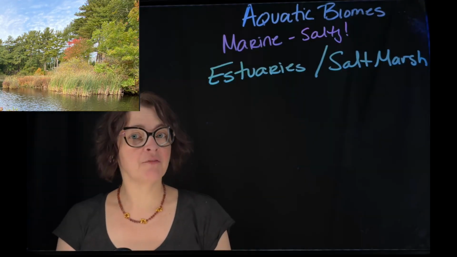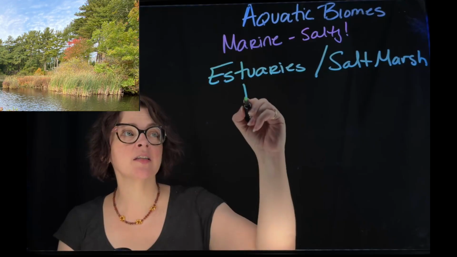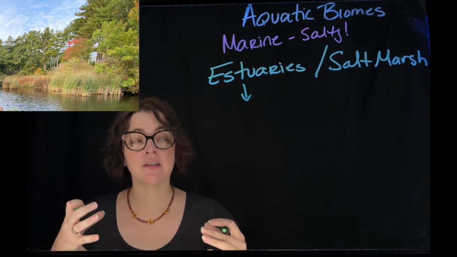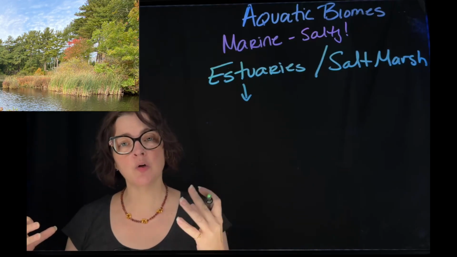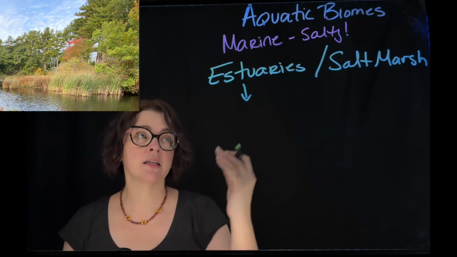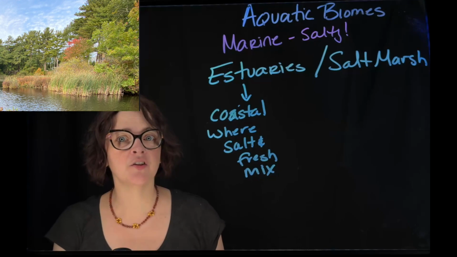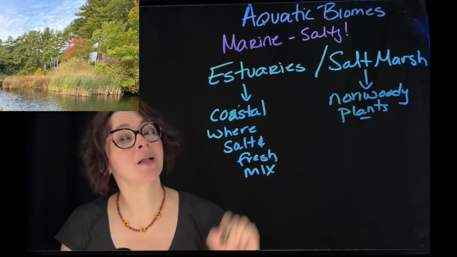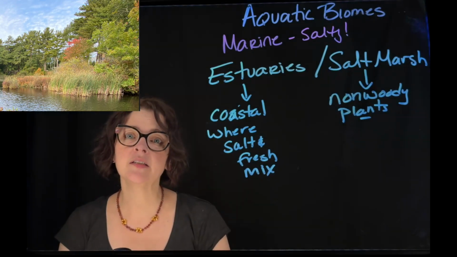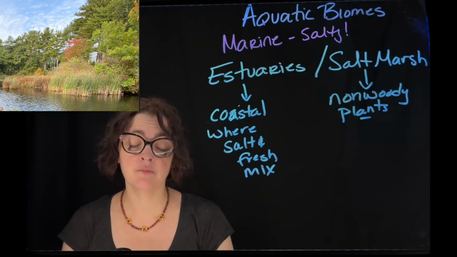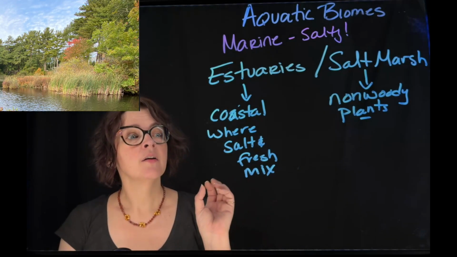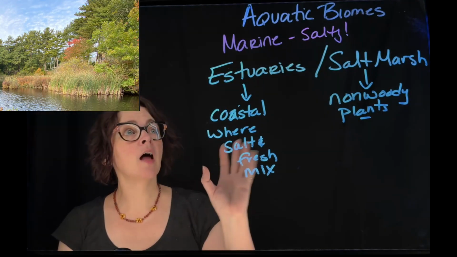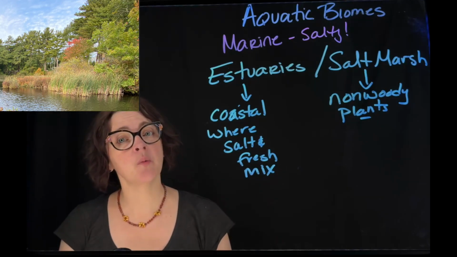Estuaries and salt marshes are found along coastlines. Estuaries are where fresh water and salt water come to mix. So maybe a river comes to the ocean, and that area where the ocean water and the fresh water are mixing is an estuary. And salt marshes are just like freshwater marshes, where they have a lot of non-woody plants, and these non-woody plants do need to be salt tolerant. Estuaries and salt marshes are highly productive biomes. Estuaries are productive because the rivers are carrying a lot of nutrients into this area. A lot of the plants that are in estuaries help filter the water as well.